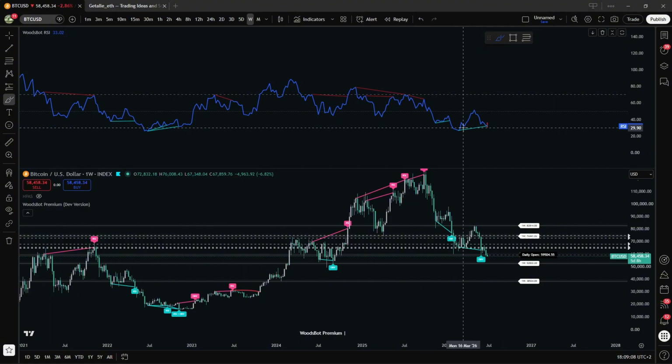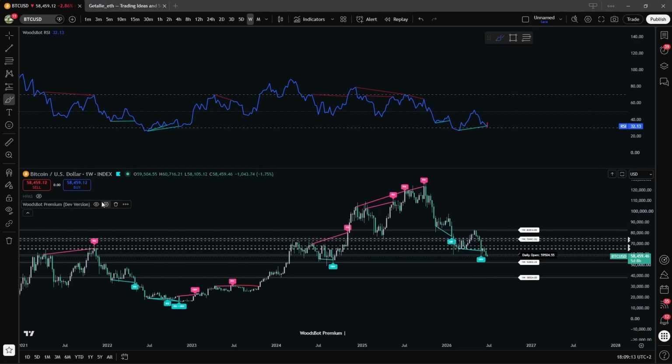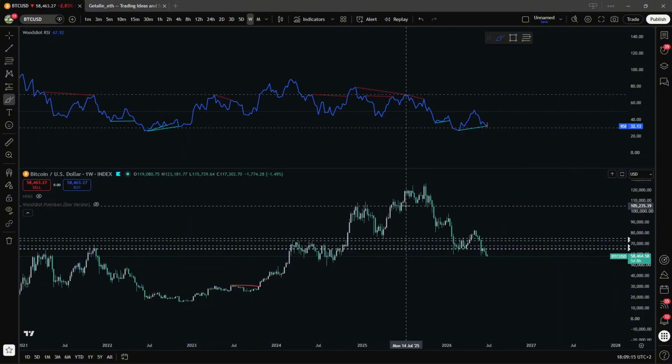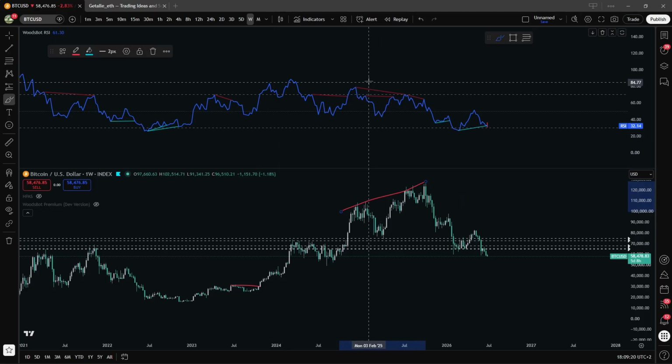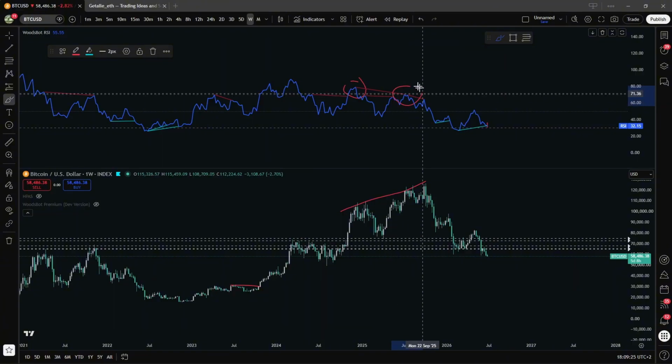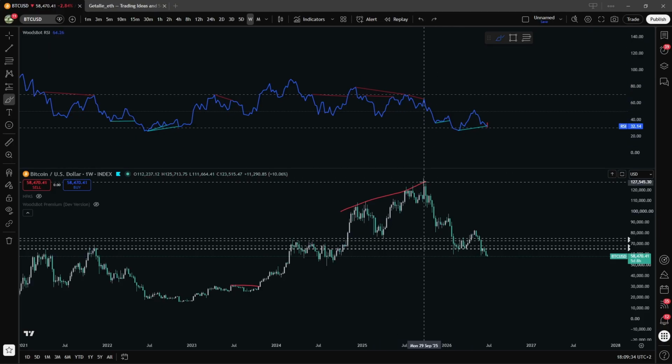Basically, an RSI divergence is when price action is making higher highs, like in this example on Bitcoin, and then we can see the RSI indicator is making lower highs, right? So it does the exact opposite. What this tells us is that price action is becoming weaker and weaker, right? Because the RSI indicator measures the relative strength in price action.